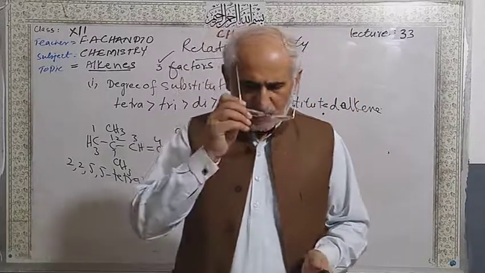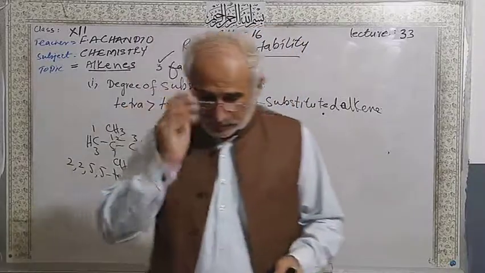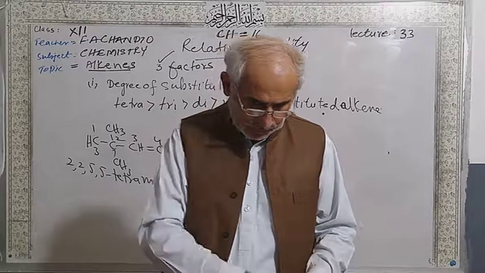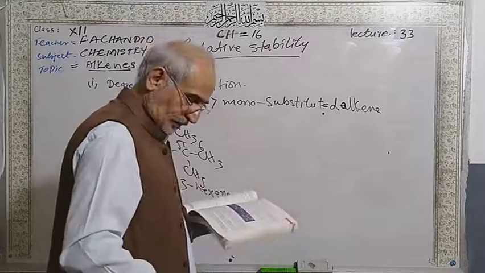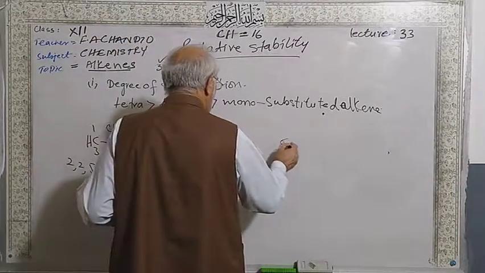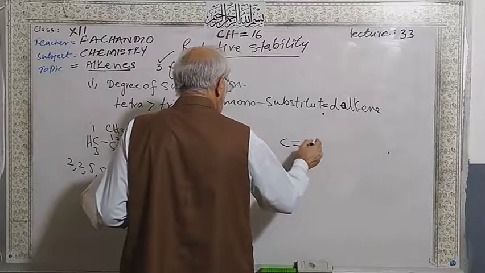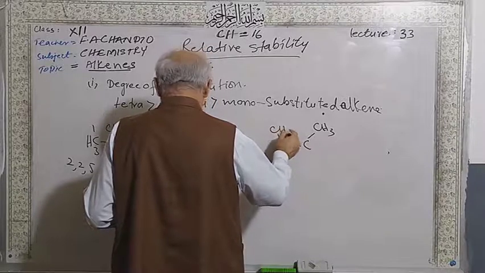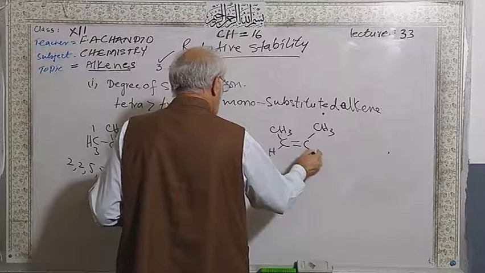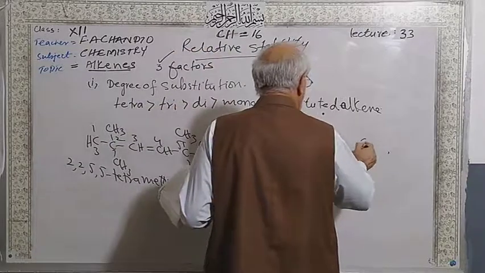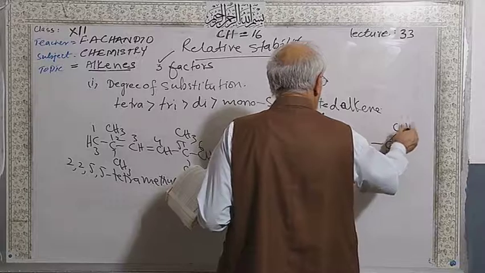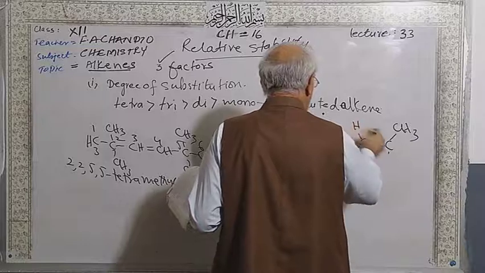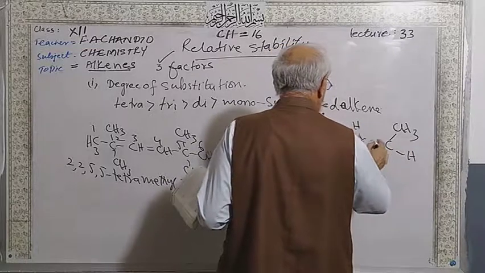So I am giving you an example of cis and trans. Just like, this is the alkene and there is a methyl group and hydrogen, and hydrogen. Same alkene, this is the methyl group, hydrogen and, like this.